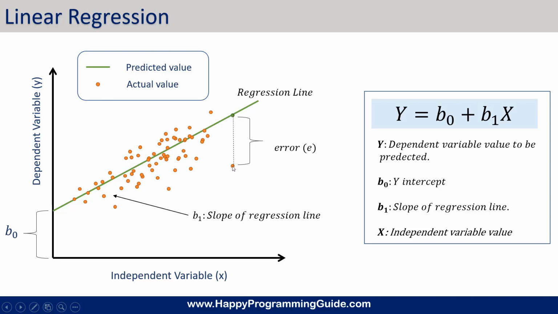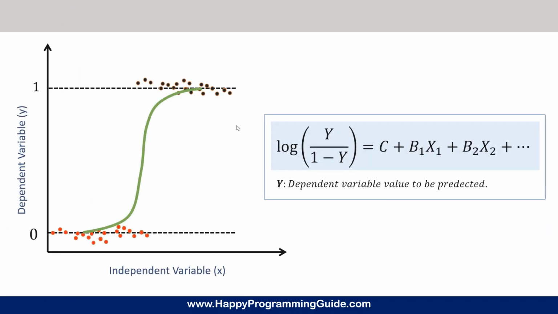Now the logistic regression. Logistic regression is a method of predicting the dependent variable value based upon the value of the independent variable. But the main difference here is that the dependent variable value is categorical, or the output predicted here is a categorical value. That means it is in binary format, that is true, false, yes, no, 0, 1, etc.